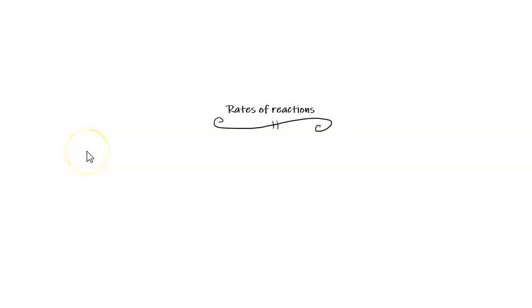So we've got a rate of reaction. By rate, we're talking about how quickly something happens in a certain period of time, or how often something happens in a certain period of time, more to the point.